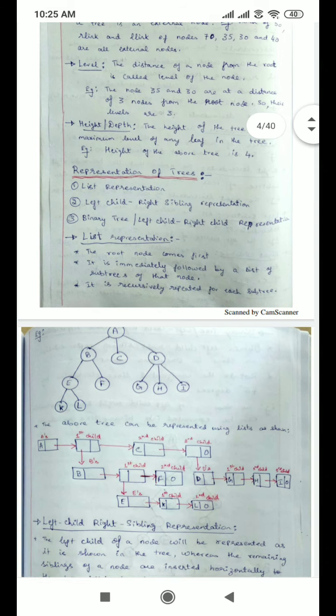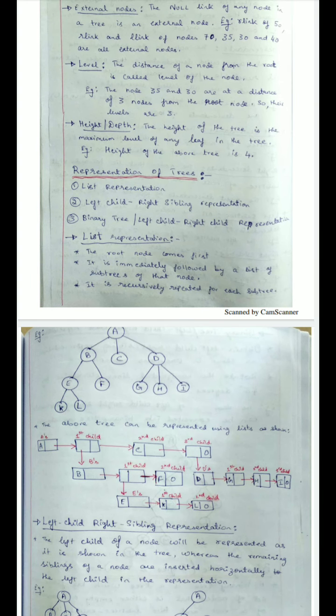List representation: what happens is the root node comes first. In the list representation it is immediately followed by the list of subtrees, and this is relatively recursively repeated. See the representation here. This is the tree A B C D. This is the tree representation. How can you represent it in the form of a list, as shown below.